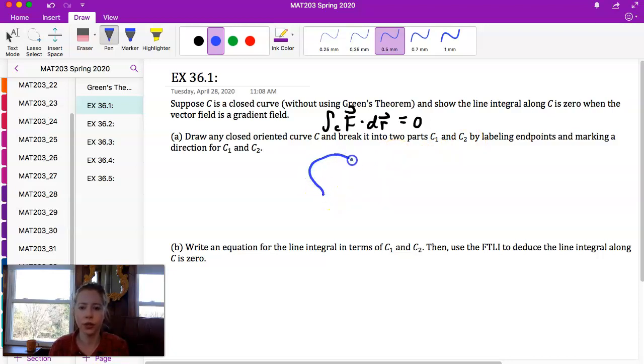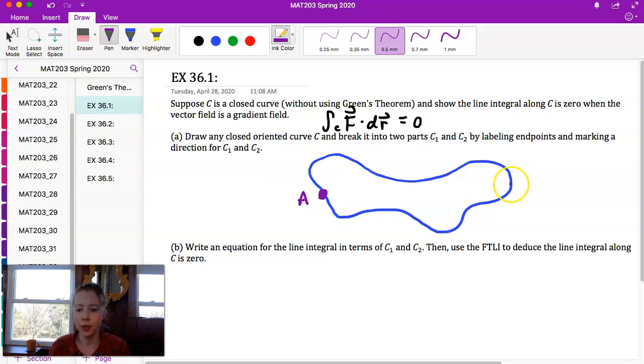So now let's start. We're going to draw any closed oriented curve C and break it into two parts, C sub 1 and C sub 2, by labeling the endpoints and marking a direction for C1 and C2. So let's draw some curve. Let's say this is point A, and this is point B. I'm going to say that C1 goes in this counterclockwise direction from B to A, and C2 is also going to go from A to B, along this curve segment.